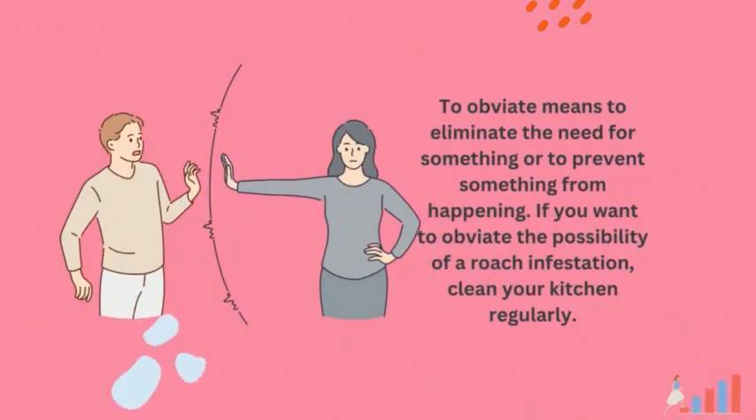To obviate means to eliminate the need for something or to prevent something from happening. If you want to obviate the possibility of a roach infestation, clean your kitchen regularly.